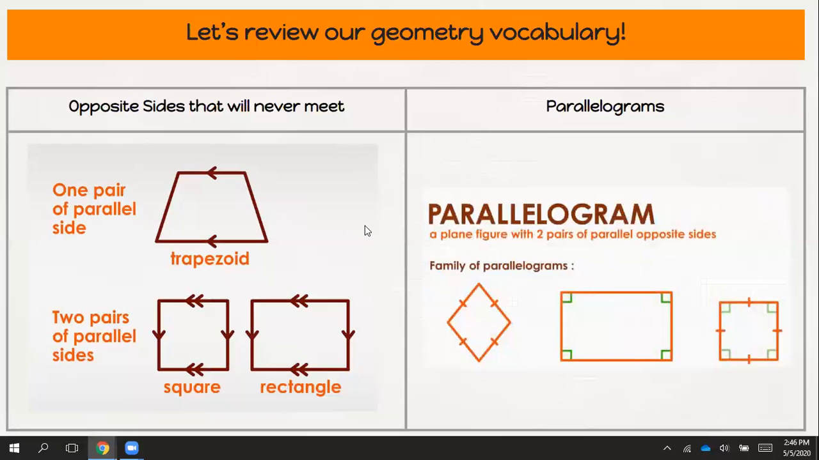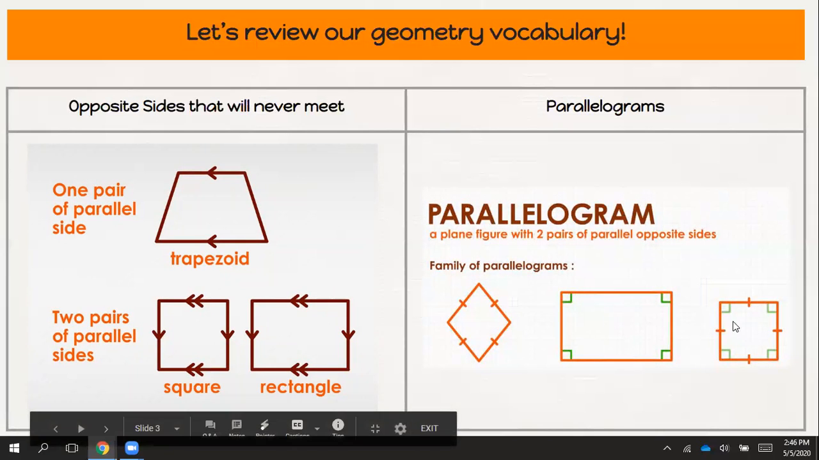Shapes that have 2 pairs of parallel opposite sides are called parallelograms. So you can see that I have a rectangle here and a square here, but this is also a parallelogram. Even though the lines are slanted, you can see that if I keep going on both sides of the line, these lines will never cross.